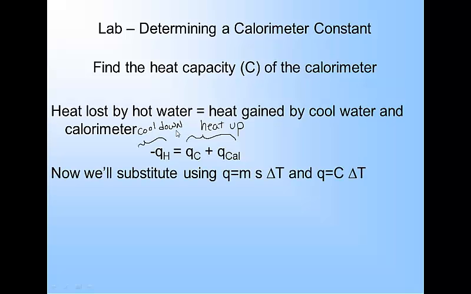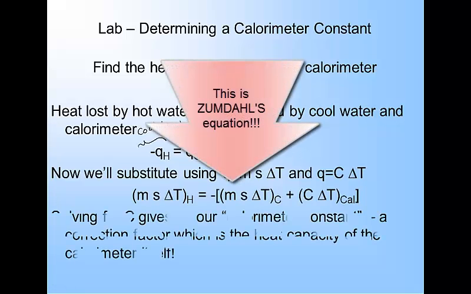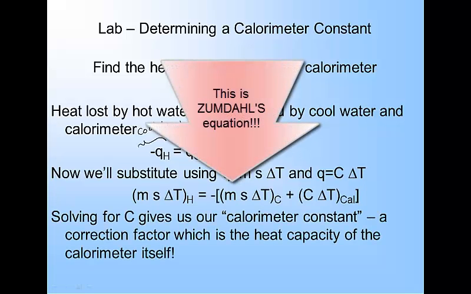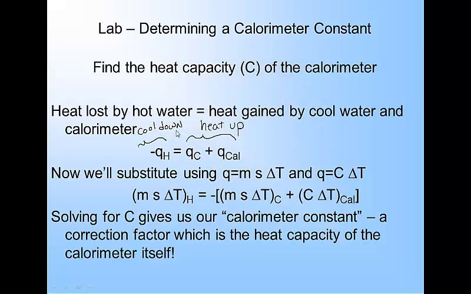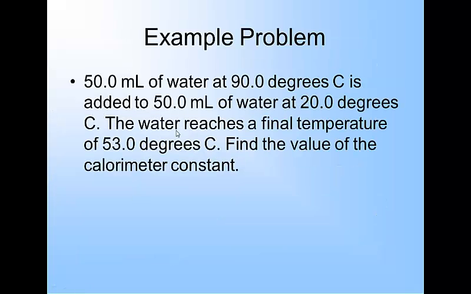So we're going to substitute in a little of the capacities. There's the specific heat capacity and then the heat capacity for the calorimeter cup. And when we solve for C, this will give us our calorimeter constant. It's going to be a correction factor, which is the heat capacity of the calorimeter itself. So that means that whatever the hot stuff loses, some of it's going to go to the water and some of it's going to go to the calorimeter. This is really just basically algebra. This is a big whopping algebra problem, which I'm going to show you.